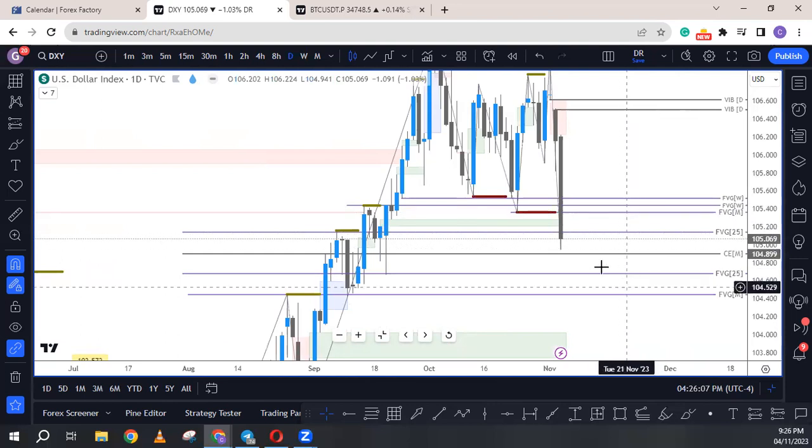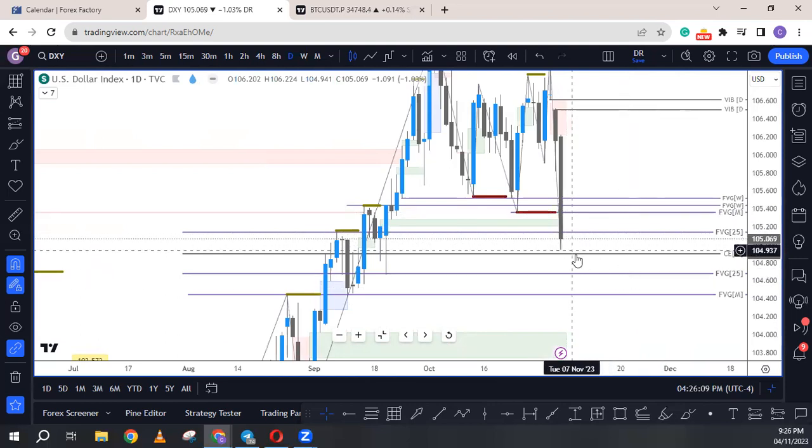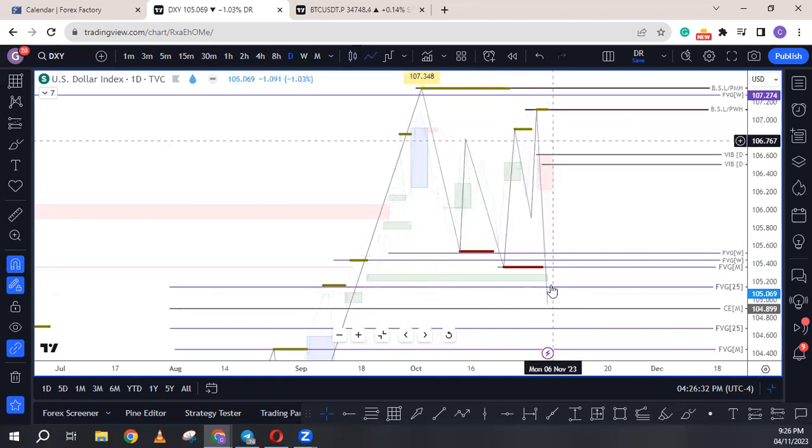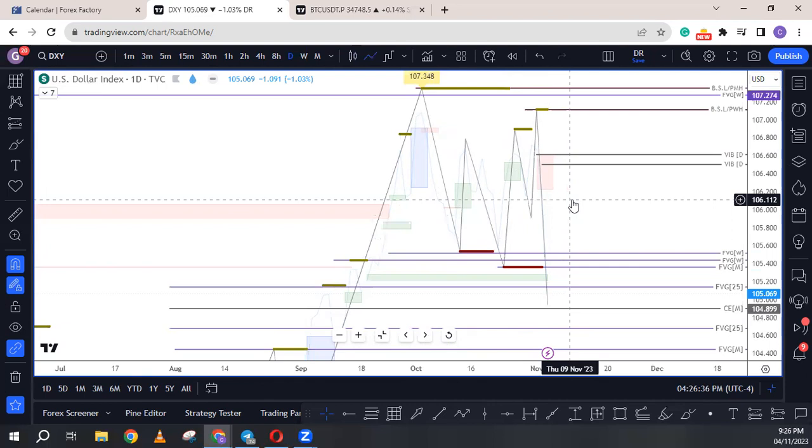So if this does not sweep this on Monday, as if there's no gap on this pair, because we also have to consider gaps. If there's no gap down on this pair, then we would look to see a retracement. Moreover, this is a breakout of a consolidation, so there's a possibility we are going to see a retracement.